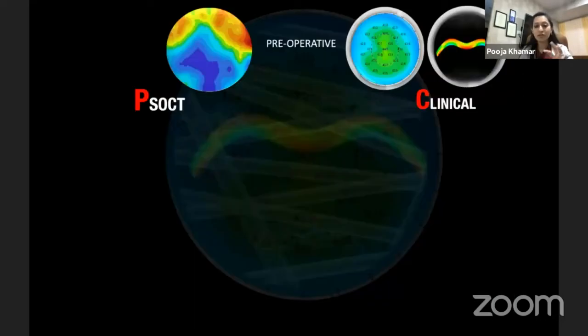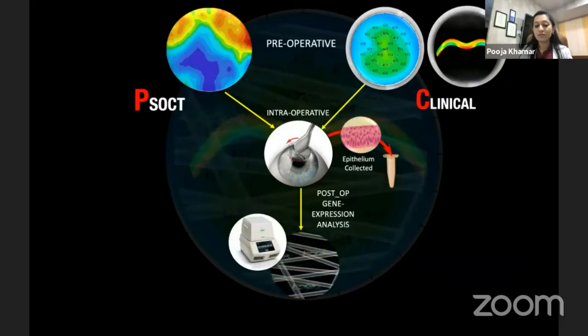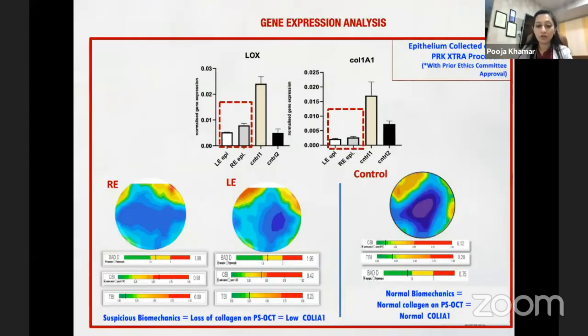We studied the molecular markers for this patient, where intraoperatively we collected the epithelium of the patient, and it was checked for gene expression analysis to see how the molecular markers are and whether our CBI and PSOCT are telling us the truth or not. So if you can see here, weak PSOCT, CBI on the weaker side, the LOX and the collagen levels are on the lower side compared to normals, and compared to here, everything is normal and your LOX and collagen are within normal limits.